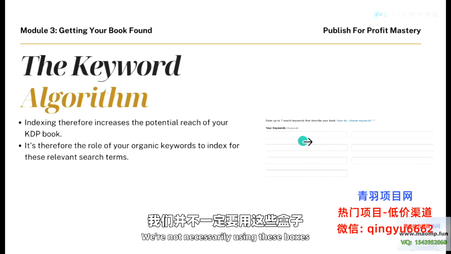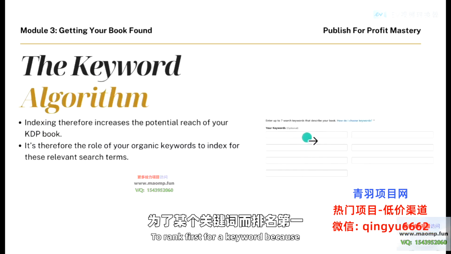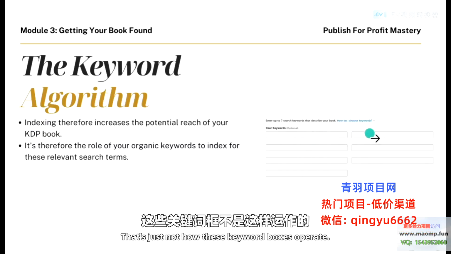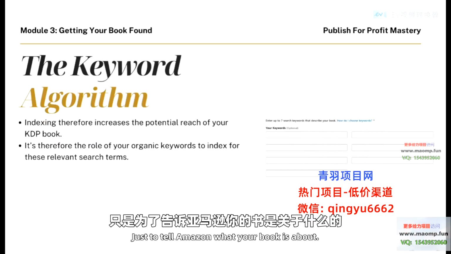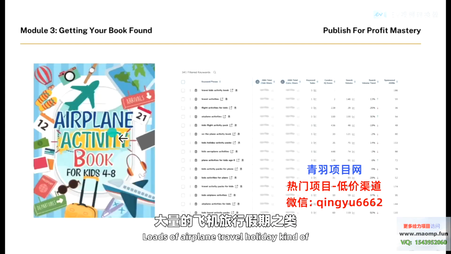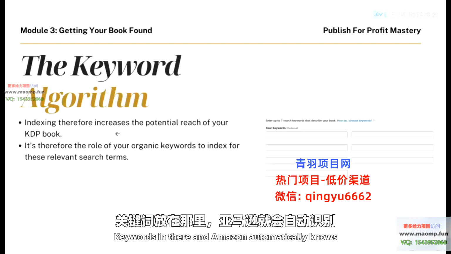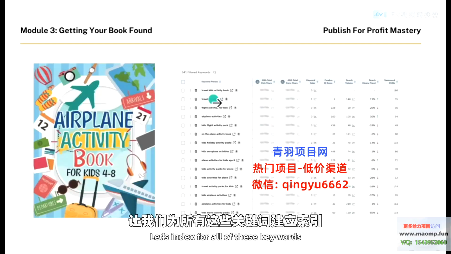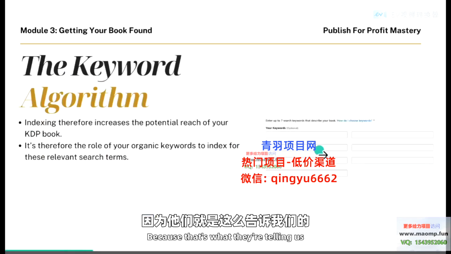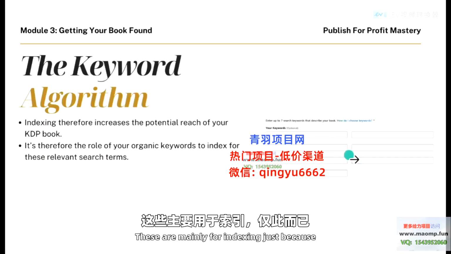We're not necessarily using these boxes to rank first for a keyword, because that's just not going to happen. That's just not how these keyword boxes operate. The main goal of these keyword boxes is essentially just to tell Amazon, what is your book about? In this case, there are going to be loads of airplane, travel, holiday keywords in there. And Amazon will automatically know, okay, we know roughly what this book is about. Let's index for all of these keywords, because that's what they're telling us in these 7 keyword boxes. These are mainly for indexing.